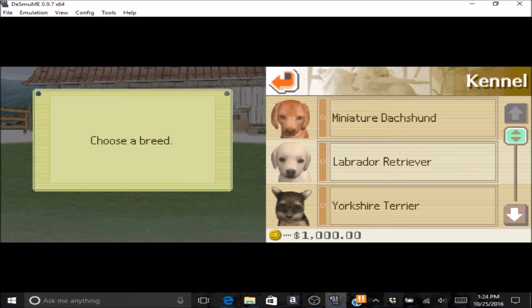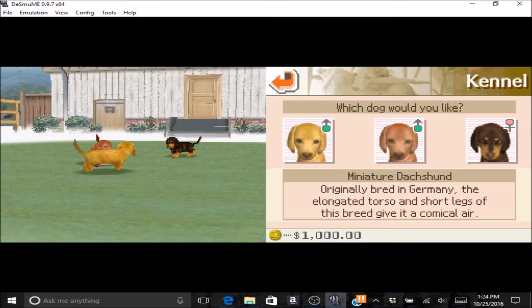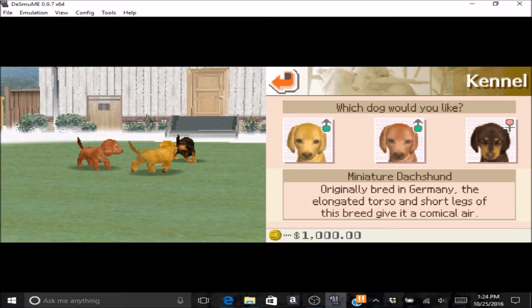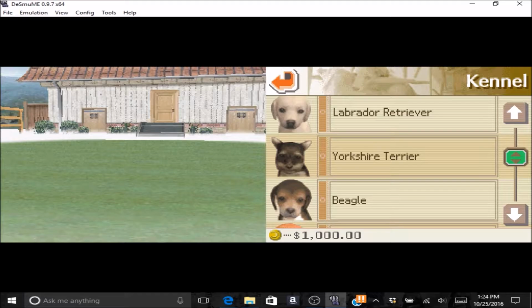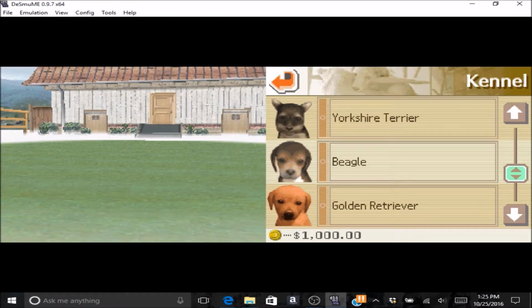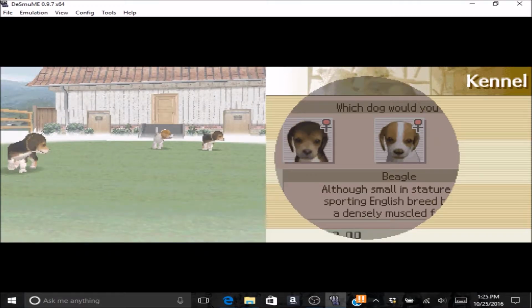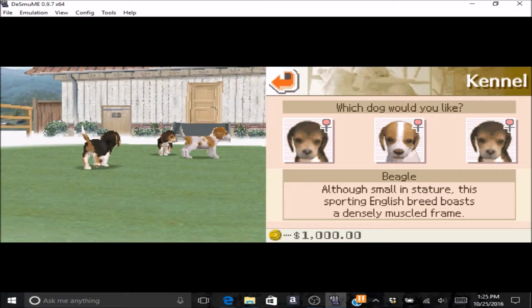Let's buy. We have $1,000. Choose a breed. We got miniature dachshunds. I didn't want to choose that. Oh, look at them. Aren't they so cute? Let's go back. We got Labrador Retrievers, Yorkies, a Beagle, Golden Retriever, German Shepherd. Let's look at the Beagles. I had a Beagle. Oh, they're all little girls.